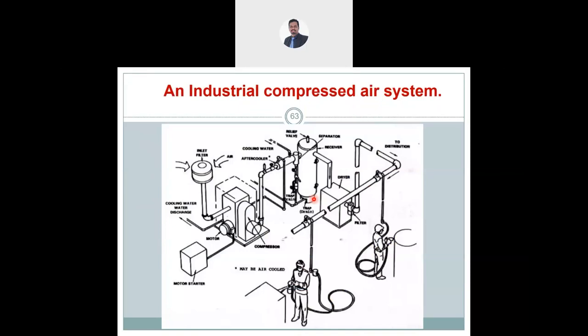Okay, so you can see the industrial compressed air system. This is the final slide. You can see here, the compressor is here. You start the motor, you start the compressor, so air is entering inside, water is discharged, air enters, is compressed, and is sent to the separator, and then you have a receiver tank, then a dryer. And then you add a filter here, then it's distributed to your production line.